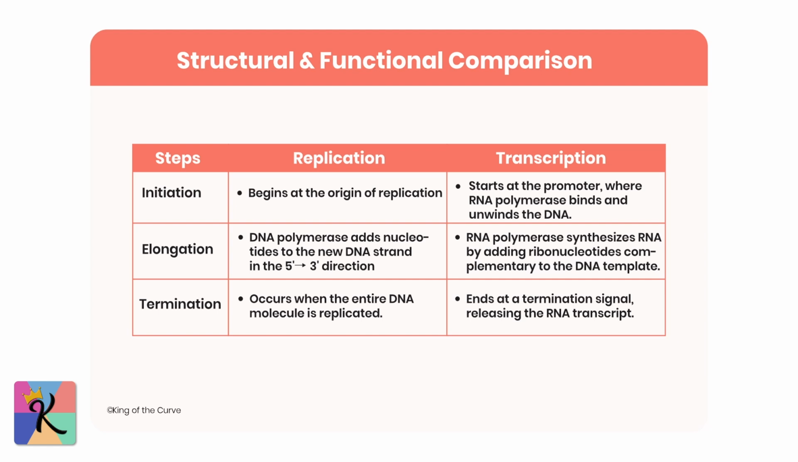Transcription. Initiation starts at the promoter, where RNA polymerase binds and unwinds the DNA. Elongation. RNA polymerase synthesizes RNA by adding ribonucleotides complementary to the DNA template. Termination ends at a termination signal, releasing the RNA transcript.